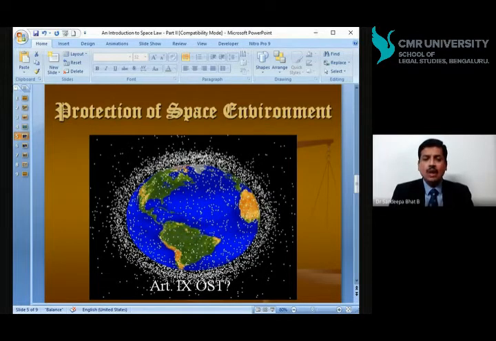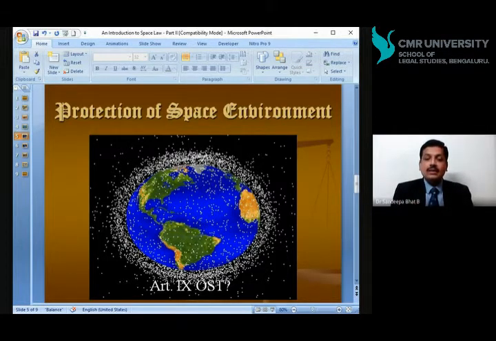In terms of law, we can find only one provision in the Outer Space Treaty, in the form of Article 9 of the Outer Space Treaty. And Article 9, the major portion of Article 9, says that in carrying on the activities in the outer space and celestial bodies, there shall not be any harmful contamination of the outer space and adverse changes in the Earth environment. Harmful contamination in the outer space and adverse changes in the Earth environment is prohibited under Article 9.